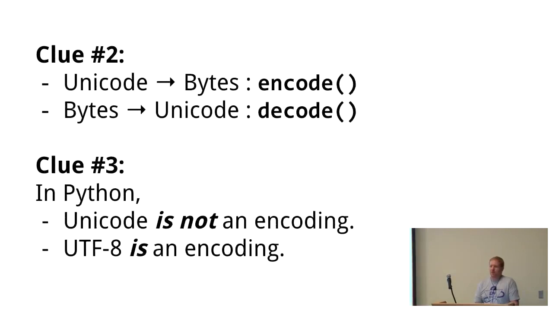So this was probably the most important thing for me to realize. Unicode is not an encoding in Python. If you ever try to encode something into Unicode, you're doing it wrong. Or if you're trying to decode something from Unicode, you're doing it wrong. You decode it to get it to Unicode, and you encode it to take from Unicode to bytes.